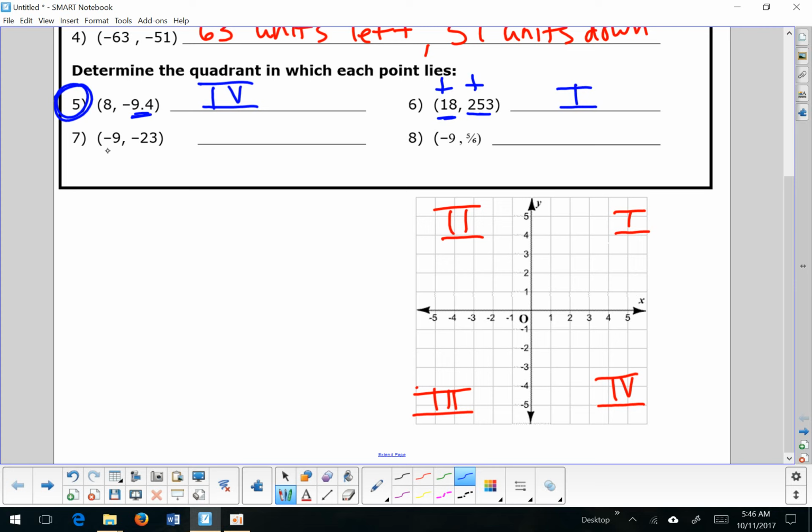For question number 7, all coordinates are negative. So negative movement along the x-axis, negative movement along the y-axis, that would land me in quadrant 3. And for question number 8, the x-coordinate here is negative. So I would move negatively along my x-axis. And even though it's a small number, my y value is positive. So I would move upwards from there. That puts me in quadrant number 2. That's how you determine the quadrant in which a point lies.